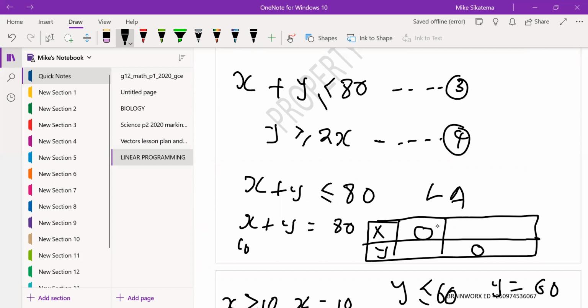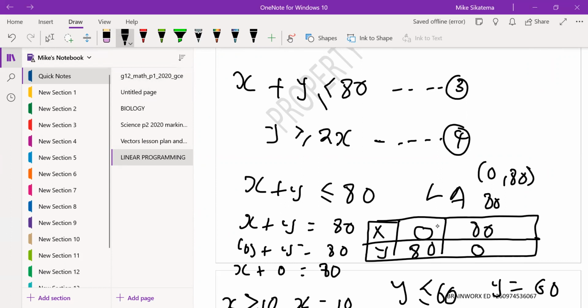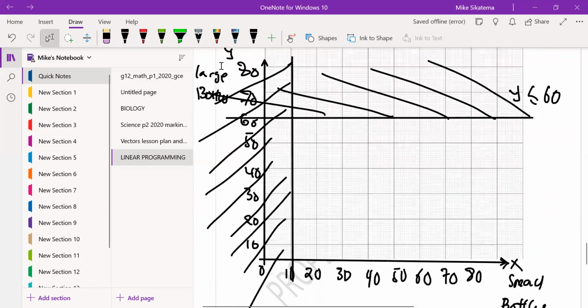So when x is 0, y is 80. When y is 0, x is 80. Oof, what am I doing? When x is 0, y is 80. So again, it's the same thing, 80 on both sides. So I've got 0, 80, and 80, 0. These are the coordinates that we're plotting, and it's less than, so we're shading above the line.